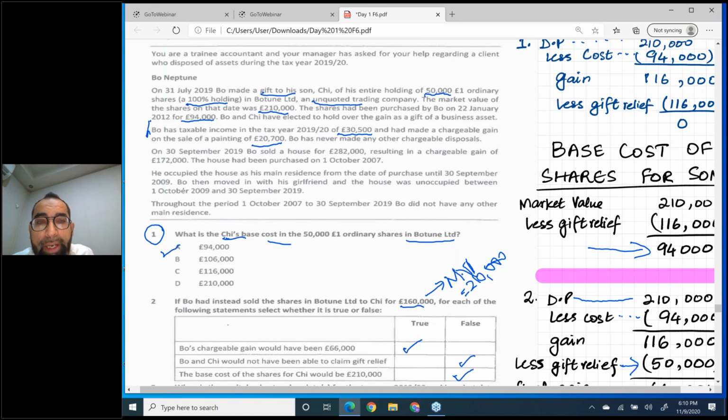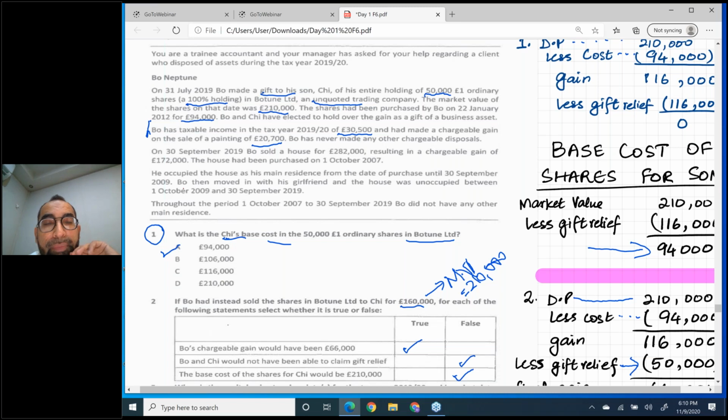Wait, don't go fast. Look here. First tell me, is a painting a residential property? No, a painting is not a residential property. Is a painting a running business? No. So no more entrepreneur relief, no more RPG. No entrepreneur relief means no QG and no RPG. So definitely this gain is a normal gain, NG.